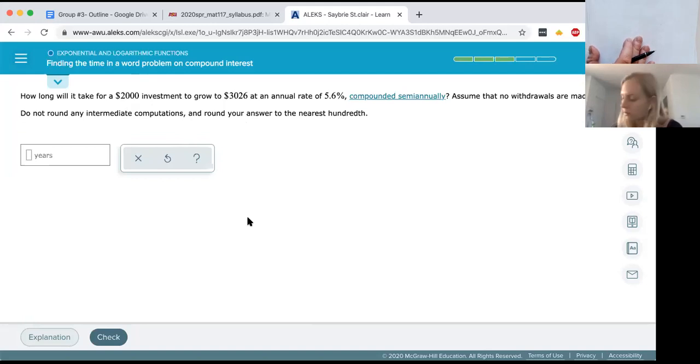So what do you got? You can try that. And then the rate, so it's going to be 5.6 divided by... compounded, so, oh, divided by 2. Yep. And then you take a picture of that, send that to me, what you just did right there. I want to see.